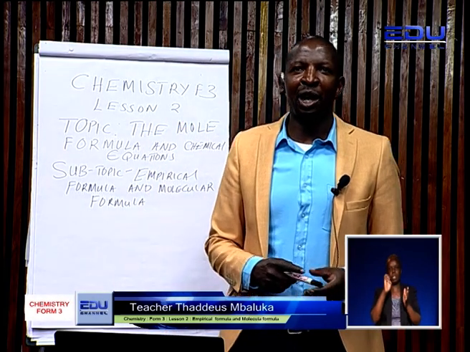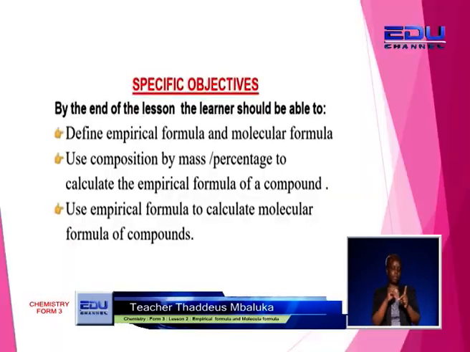Let's look at our lesson objectives. By the end of the lesson today, the learner should be able to define the empirical formula and the molecular formula. The learner should also be able to use the composition by mass or percentage to calculate the empirical formula of a compound. The learner should also be able to use the empirical formula to calculate the molecular formula.